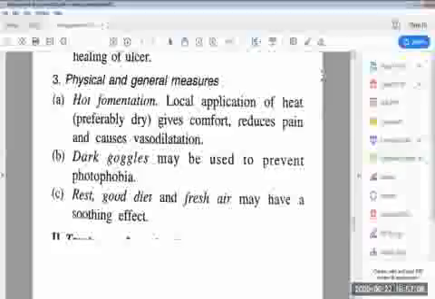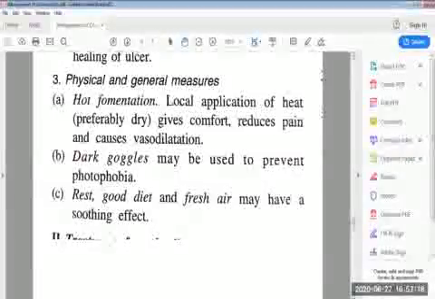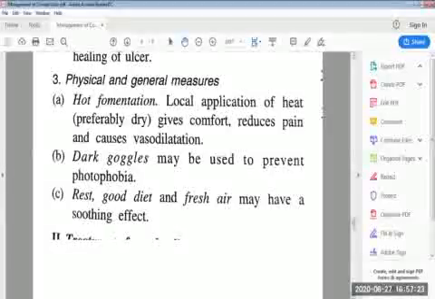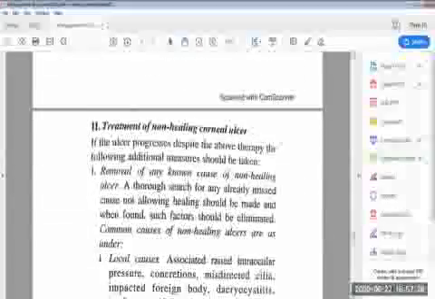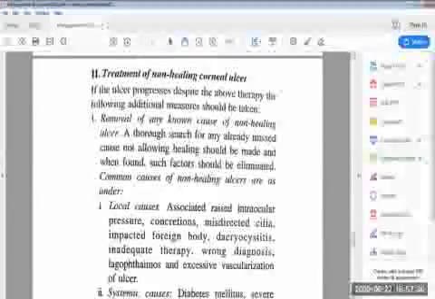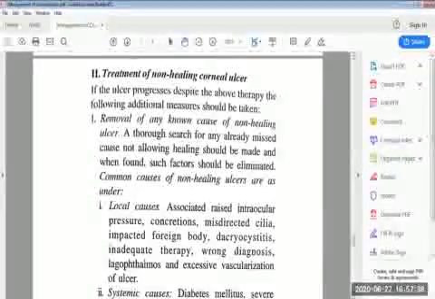Hot fomentation. The local application of heat, preferably the dry heat, gives comfort, reduces pain and causes vasodilatation. Then dark goggles may be used to prevent photophobia, and rest, good diet and fresh air may have a soothing effect on the patient. Then next is the treatment of the non-healing corneal ulcer. If the ulcer progresses despite the above therapy, the following additional measures should be taken.